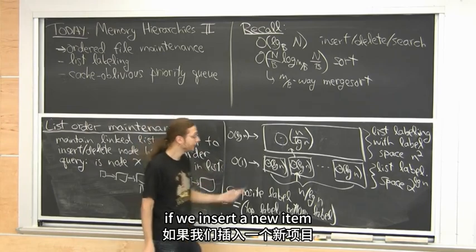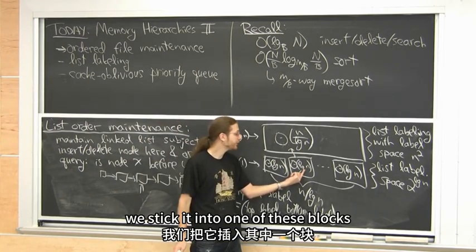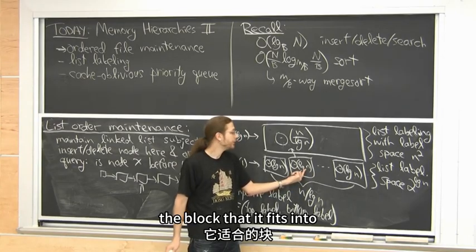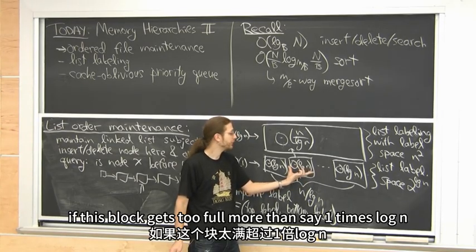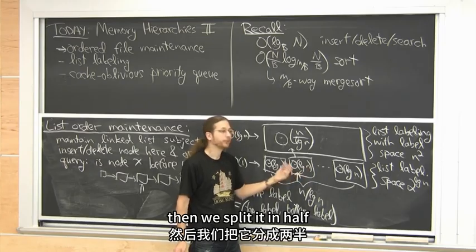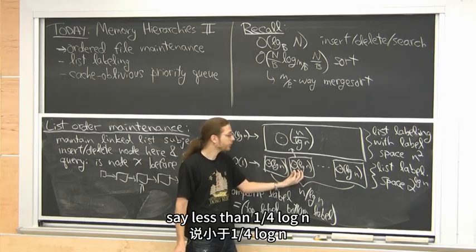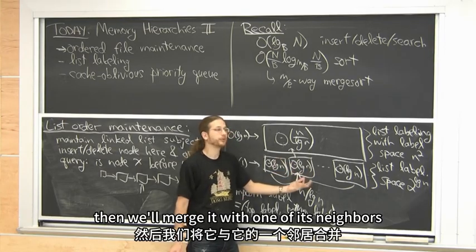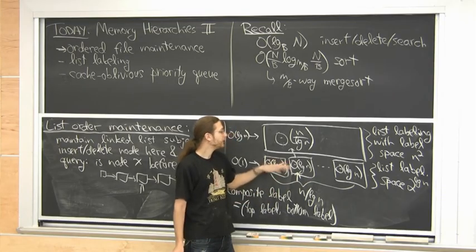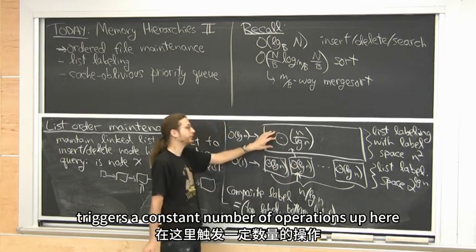If we insert a new item, we stick it into one of these blocks, the block that it fits into. If this block gets too full, more than, say, 1 times log n, then we split it in half. If it gets too sparse by deletion, say less than 1/4 log n, then we'll merge it with one of its neighbors and then possibly split.